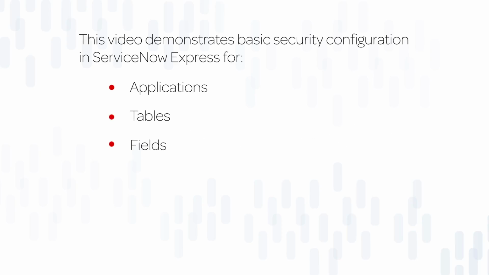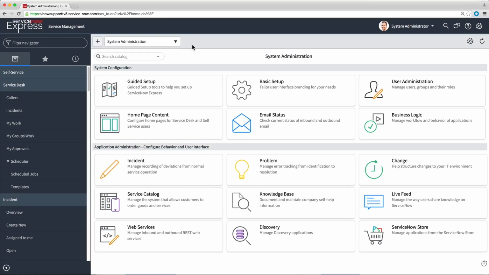In this video, we'll demonstrate basic security configuration for the following components in the ServiceNow Express platform: applications, tables, and fields. Let's start with applications. You can control user access to applications within the Navigator by making them visible or hiding them based on roles you assign to the users.